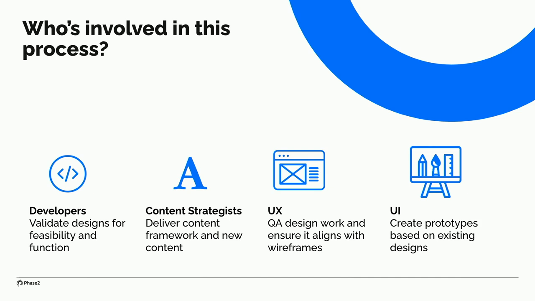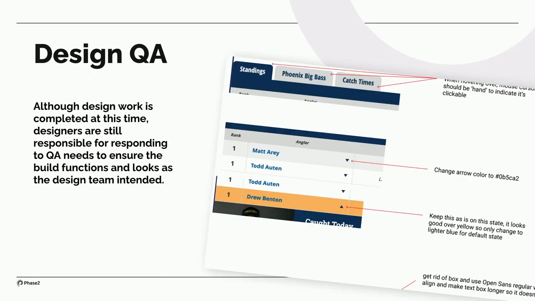So again, developers are validating designs for us for feasibility and function. Content strategists deliver content, framework, and new content. So we're placing in actual content into our designs at every moment that we deliver designs so that, again, clients can start visualizing. And we get a lot of comments about that. You know, how about if we add an extra paragraph, how would this page look? So in order to mitigate a lot of those questions, we start early on. And then UX QA's design work ensuring it aligns with wireframes, and then UI is creating the prototypes based on the existing wireframes. And then design QA.